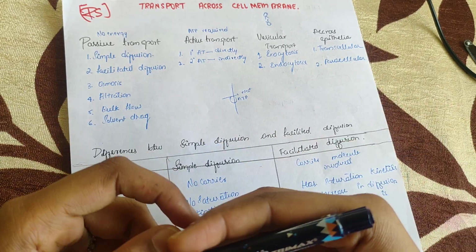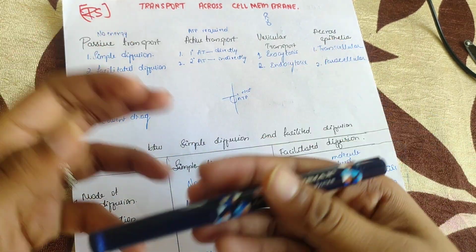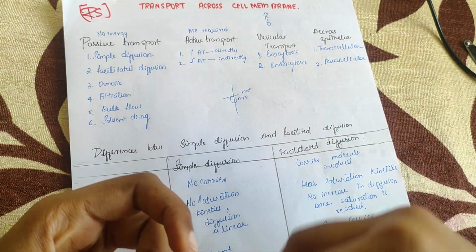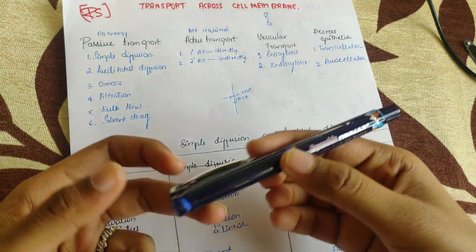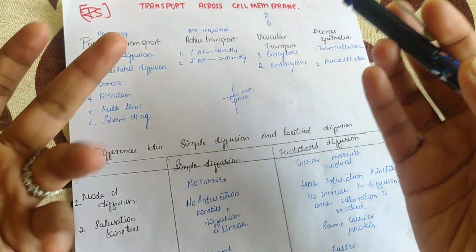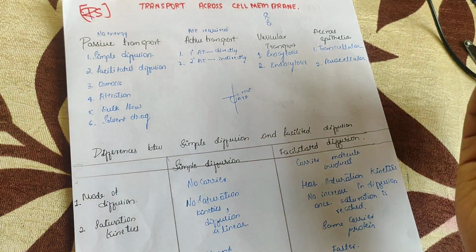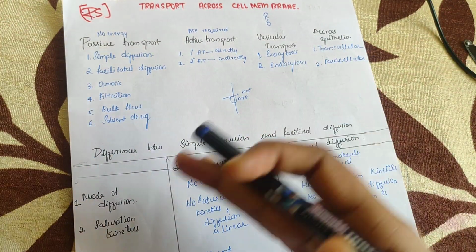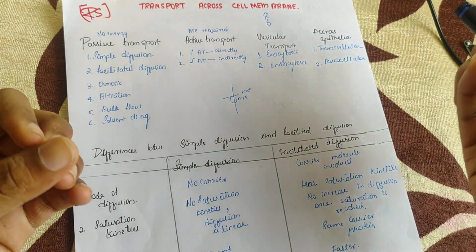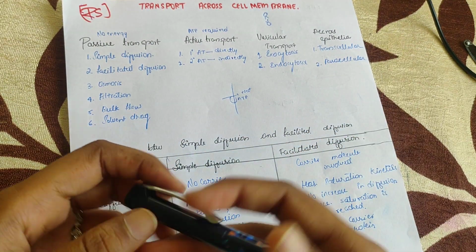It also depends upon the temperature. If the temperature is higher, it can easily pass through. If the temperature is lower, it cannot pass. And it also depends upon the concentration gradient and pressure gradient. If the concentration difference is greater, it can easily pass from one compartment to the other compartment.